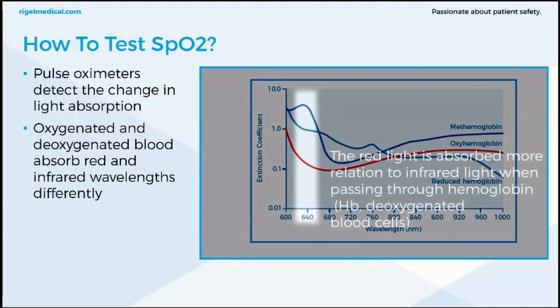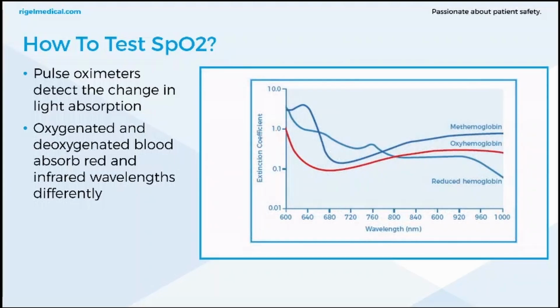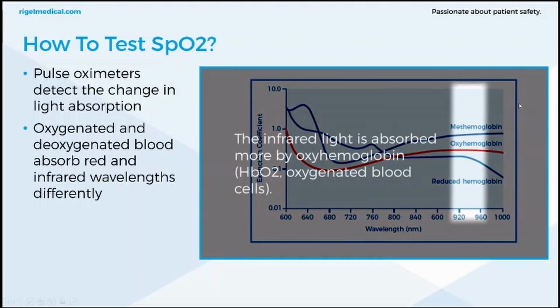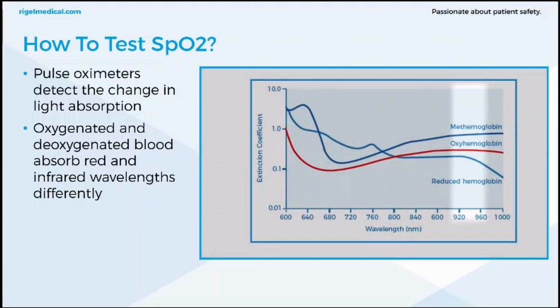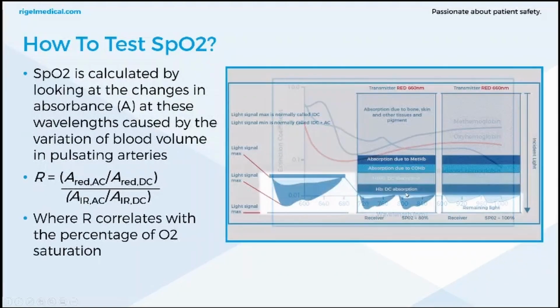So how to test SpO2? Pulse oximeters detect the change in light absorption. Oxygenated and deoxygenated blood absorb red and infrared wavelengths differently. The red line shows the fully oxygenated hemoglobin, 100% SpO2, whilst the blue line shows the fully deoxygenated hemoglobin, or 0% SpO2. We know that the 800 point is your crossover point where it's the same.